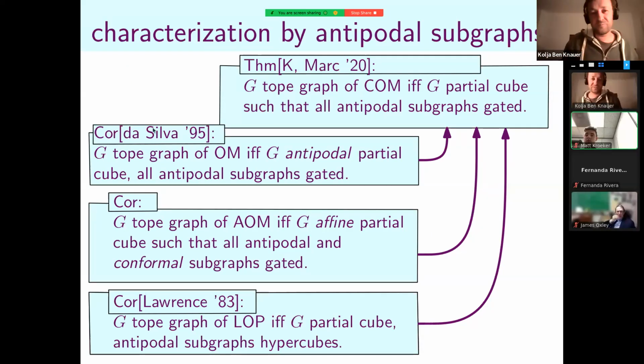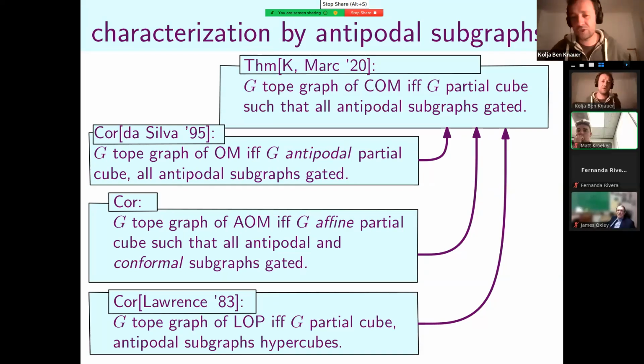So I have this big slide again, and on the top I have the theorem for complexes of oriented matroids. It says any graph is a tope graph of a COM if and only if it's a partial cube such that all antipodal subgraphs are gated. And this is a purely graph theoretic characterization of tope graphs of COMs that was not known before.